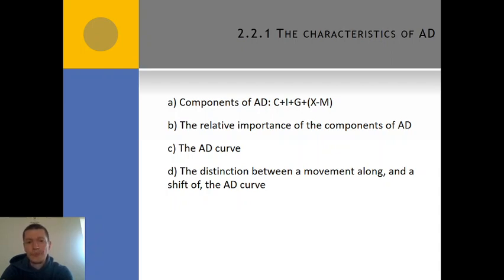So the characteristics of AD, what we need to know are the key components, what that CIGXM means. We need to know the relative importance of the components. So is C more impactful than I, for example? This will mean nothing to you at the moment. Do not worry. We're going to look at the AD curve. We're going to look at the idea of a movement along and a shift of the curve, and I'm going to set you a couple of worksheets, one to complete by 4:30 today, and one for homework, and we're going to go through it at the start of Thursday's lesson. So it's imperative that you listen.